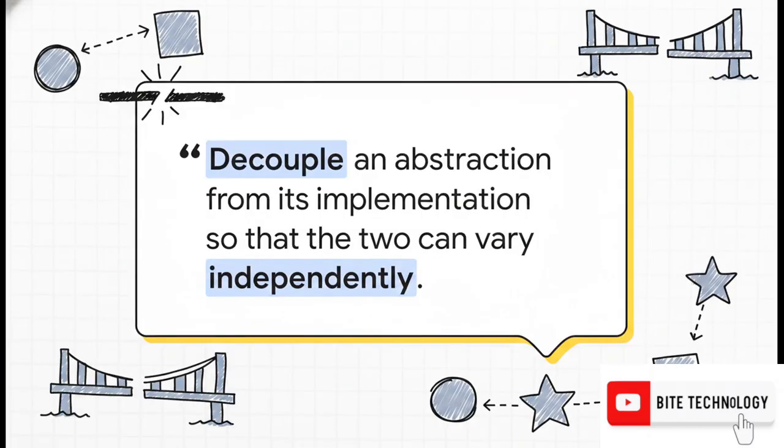Now, if you've studied design patterns at all, you've probably stumbled across this exact quote from the classic Gang of Four textbook. The intent of the bridge pattern is to decouple an abstraction from its implementation so that the two can vary independently. Right. I want to completely validate whatever you're feeling right now, because that sounds like absolute gibberish at first glance, doesn't it? It feels so abstract and totally disconnected from the real code we're actually writing every single day.